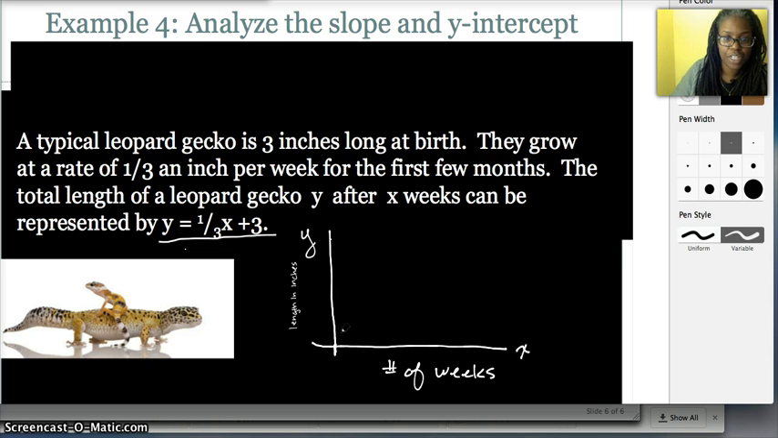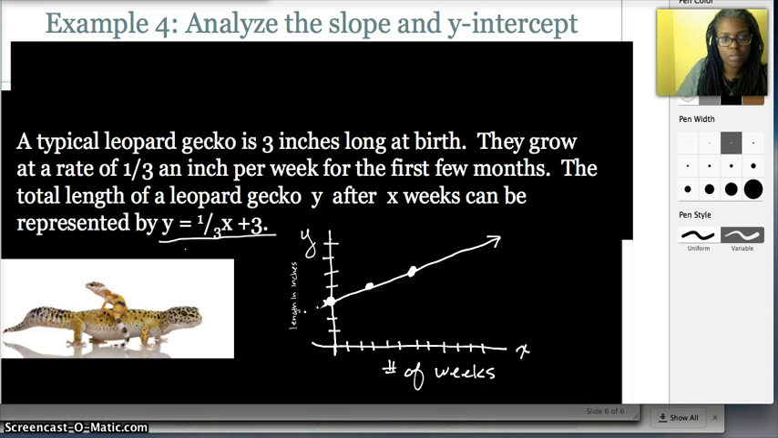Now we're going to do exactly as we've done before. I'm going to put some evenly spaced lines on each of my axes. Probably should have paused this and done that, but that's all right. And I'm going to identify my y-intercept, and that's at 3. And my slope is going to be rise over run, go up 1 over 3, up 1 over 3. And I get a line that looks something like this.